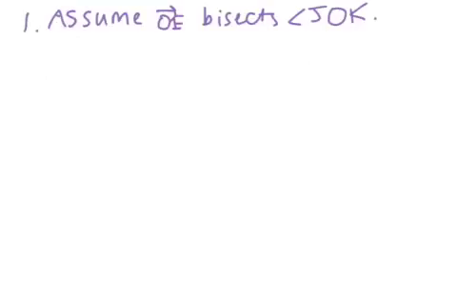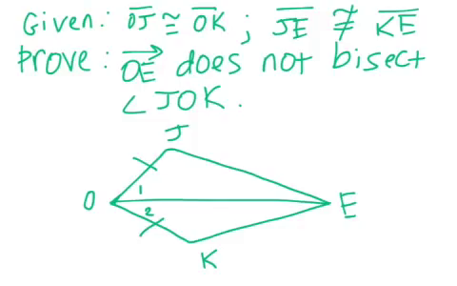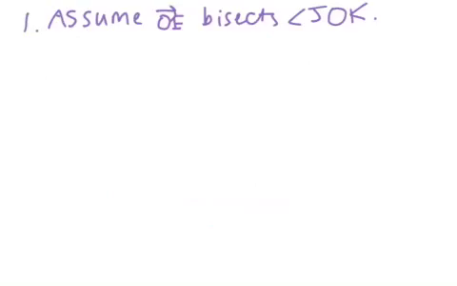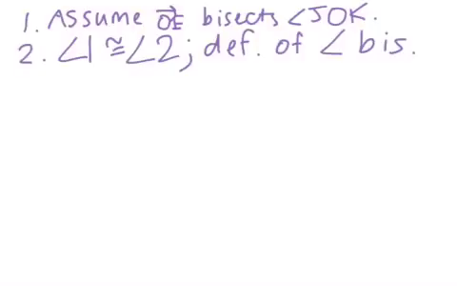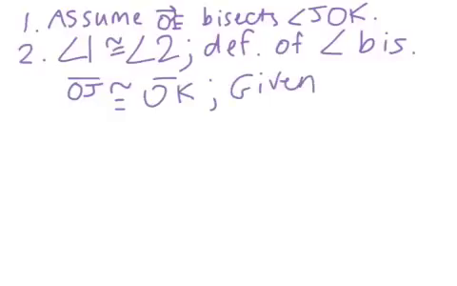Our second step is to draw conclusions based on this assumption. So now if ray OE bisects angle JOK, then by the definition of angle bisector, angle 1 should be congruent to angle 2. So that's our next step. So angle 1 is congruent to angle 2 by the definition of angle bisector. And we already have that segment OJ is congruent to segment OK based on our given information.